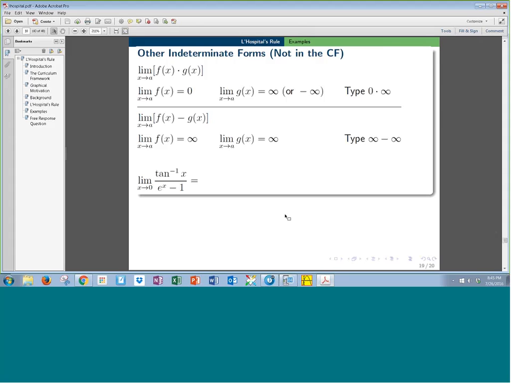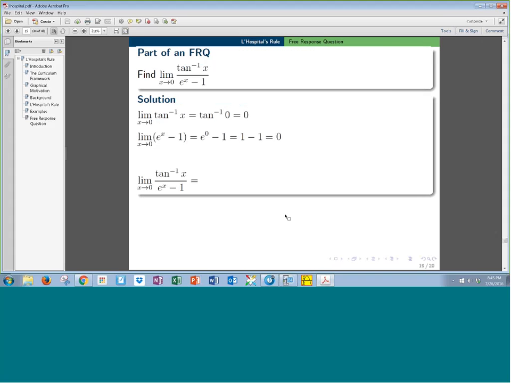Okay, terrific. Let's take a quick look at what a free response question might look like, and I'll tell you what I think a grading scheme might look like. So this wouldn't be obviously an entire free response question, but part of one. Let's suppose we want to take a look at the limit as x goes to 0 of the arctan of x, the tangent inverse of x, divided by e to the x minus 1.